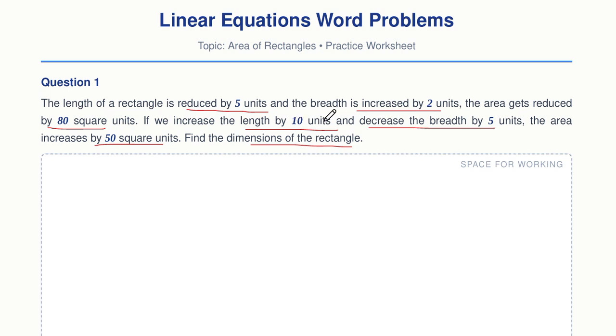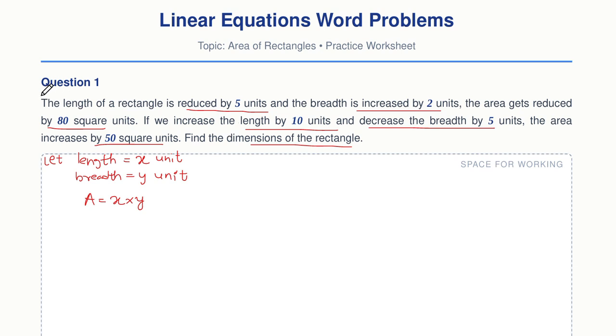Okay. This type of word problem is very easy. You just have to look at the words and convert them into linear equations. Here we have to find the dimensions of the rectangle. So let the length of the rectangle be x units and the breadth of the rectangle be y units. The area of the rectangle is given by length multiplied by breadth, which is x into y.